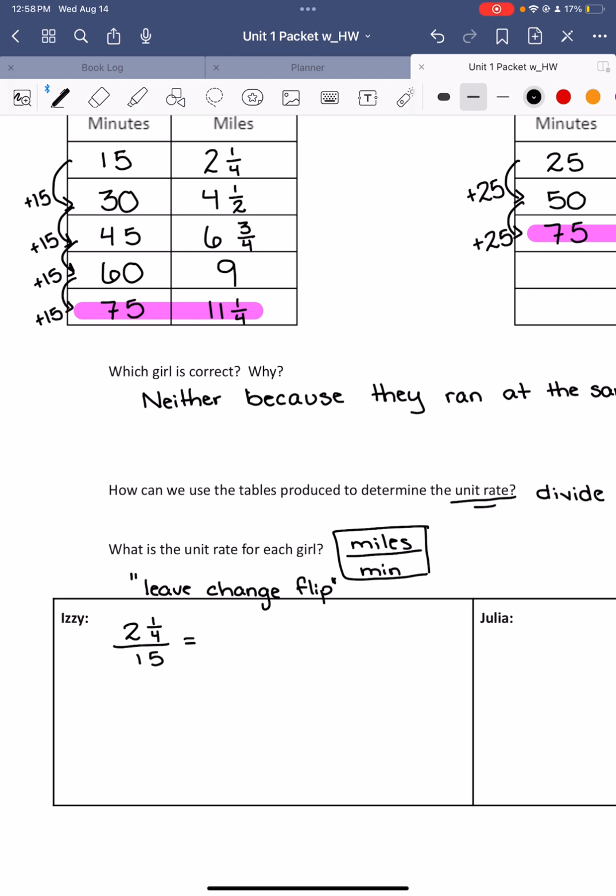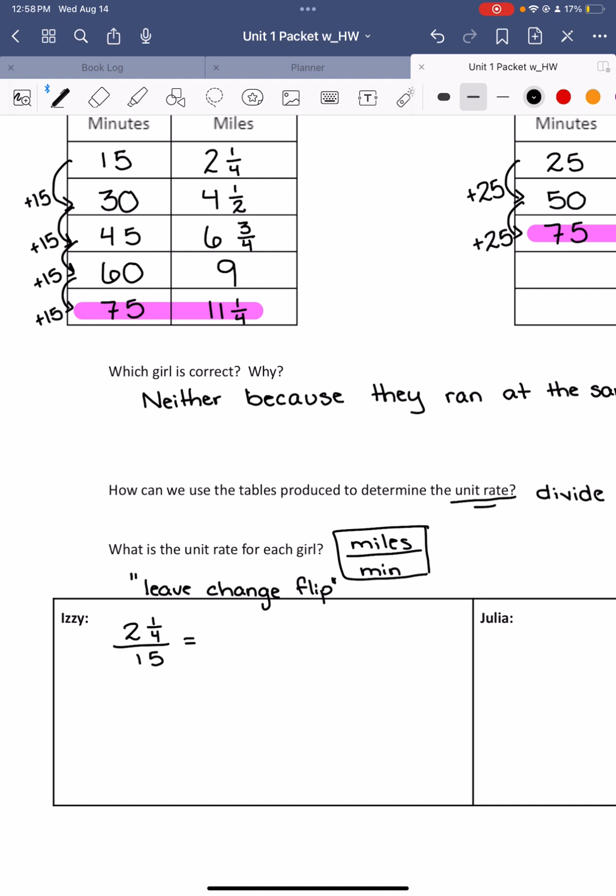Okay, so I'm actually going to show you how to do this if you didn't have your calculator. So this is something you've learned before. We're just going to go over it really quick. So if we're trying to divide two values and one of them is a fraction or an improper fraction or mixed number, we're going to use something called leave, change, flip.